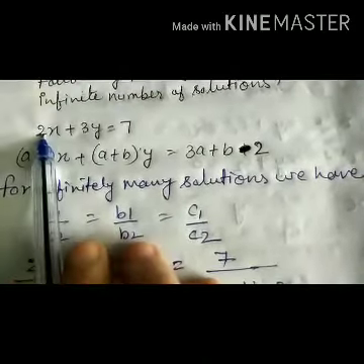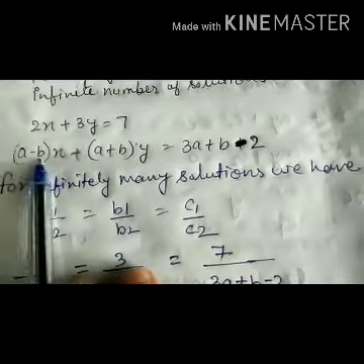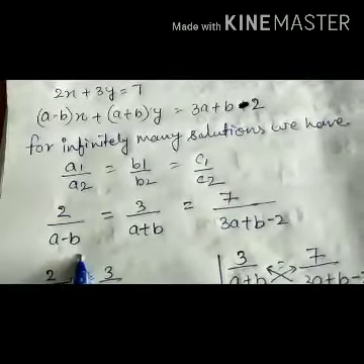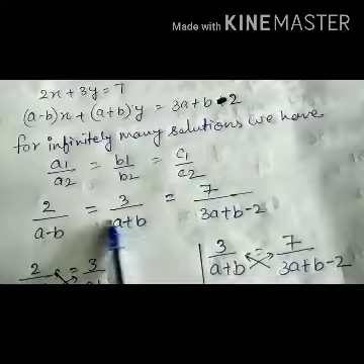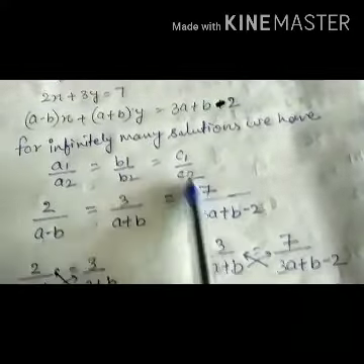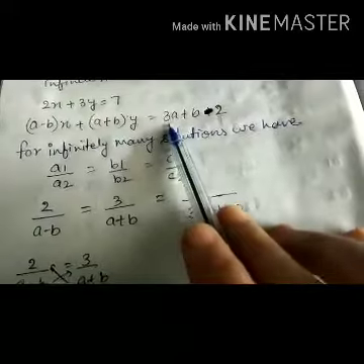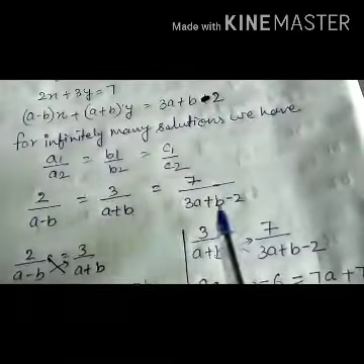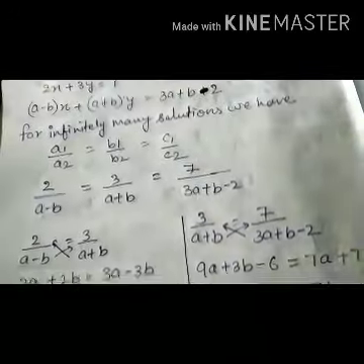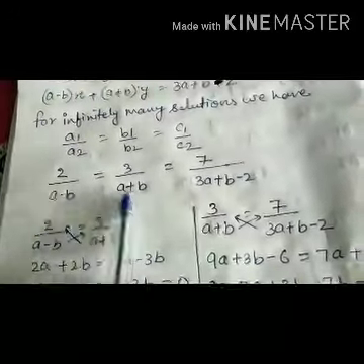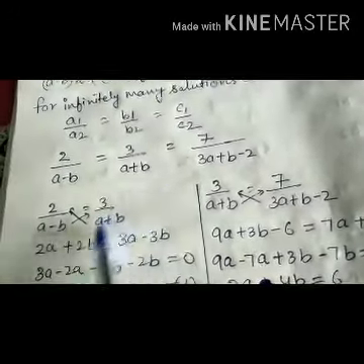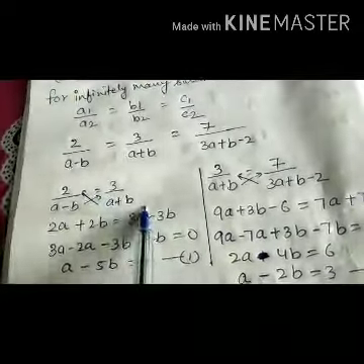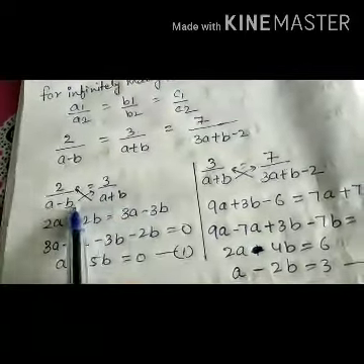Okay, so here a1 we have 2 and a2 we have a minus b. So 2 upon a minus b. B1 we have 3 and b2 a plus b. So 3 upon a plus b is equal to c1 upon c2. C1 we have 7 and c2 we have 3a plus b minus 2. 7 upon 3a plus b minus 2. Okay. Now we will take first two conditions. 2 upon a minus b is equal to 3 upon a plus b. Now cross multiply. We have 2a plus 2b is equal to 3a minus 3b.